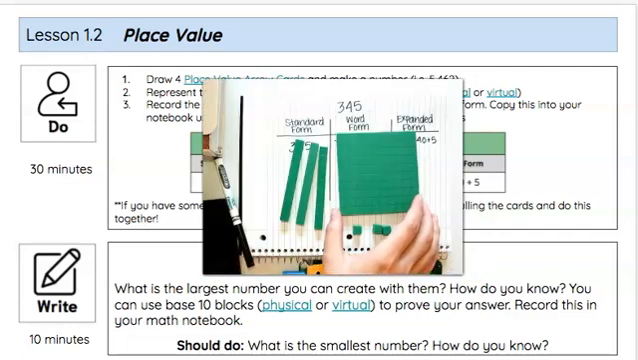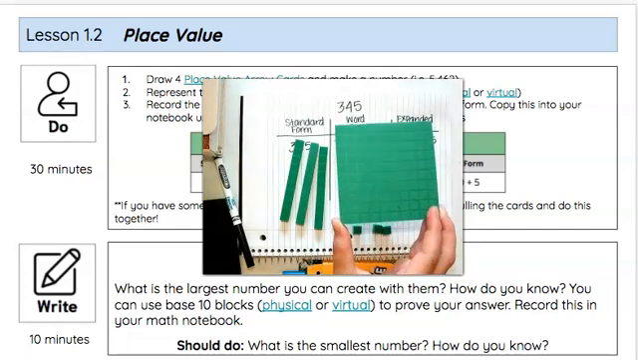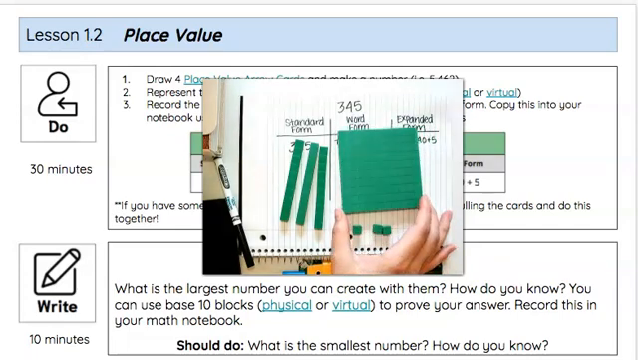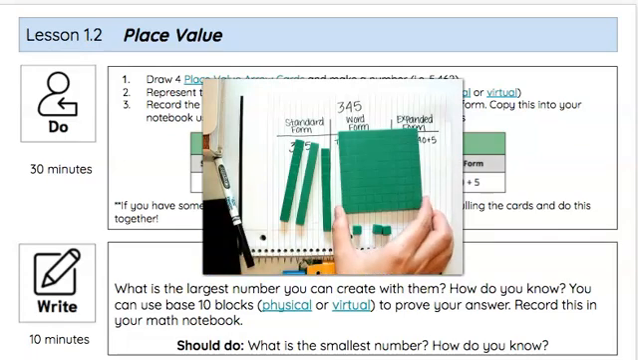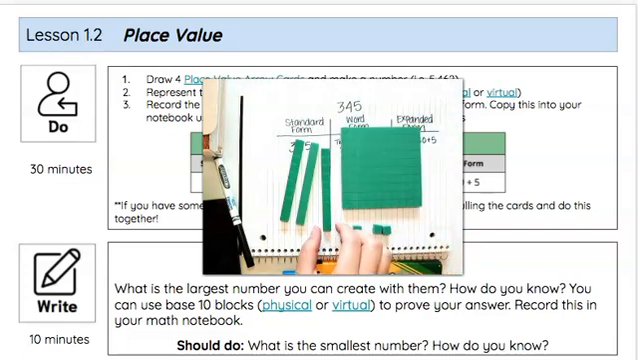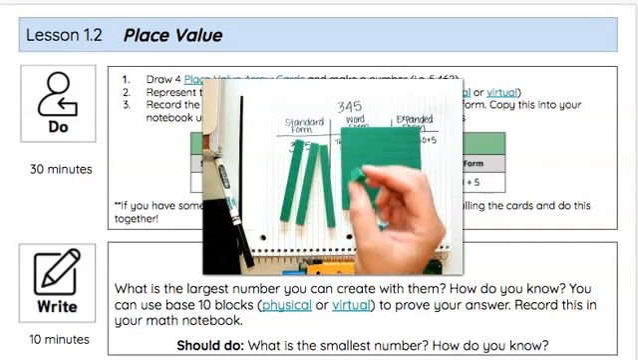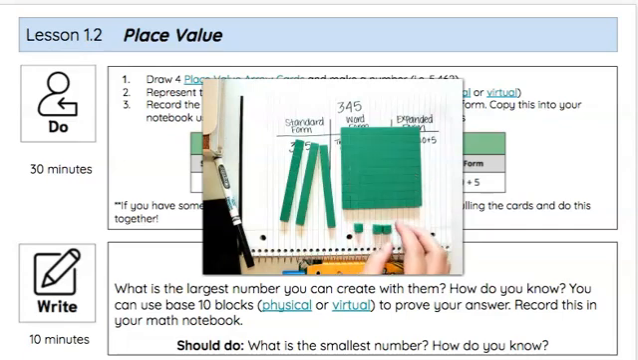Today we're also going to use base 10 blocks, which is something you should already be familiar with from grades past. We're going to use these base 10 blocks to represent the numbers as well. As just a reminder, the flat base 10 block represents hundreds. The rod base 10 block, like I'm showing here, represents the tens. And then the small cube base 10 block represents the ones.